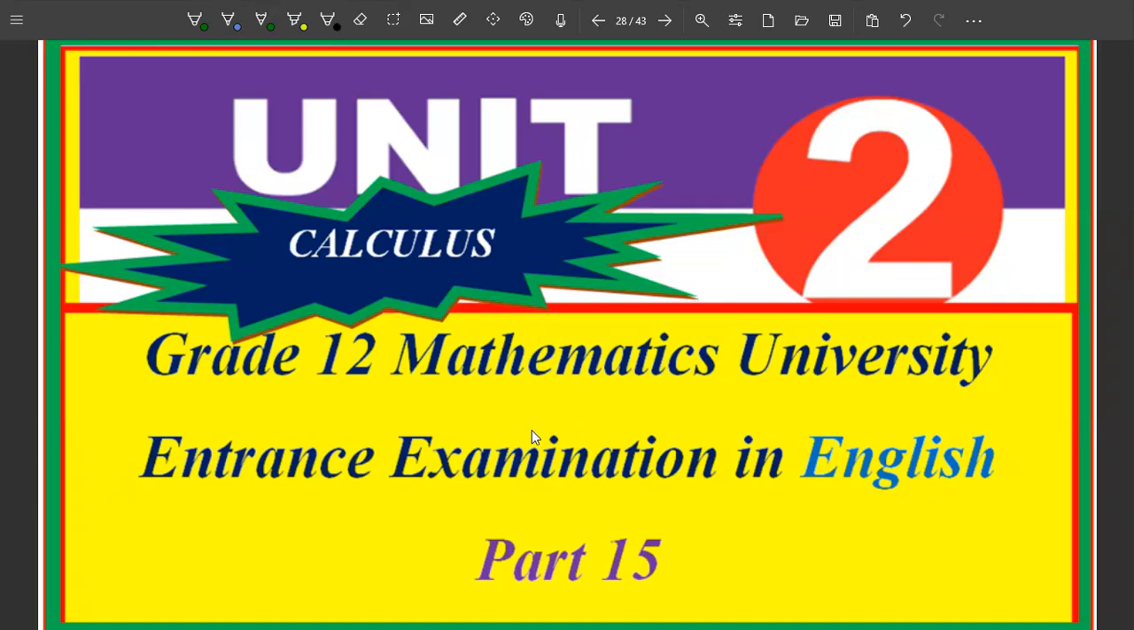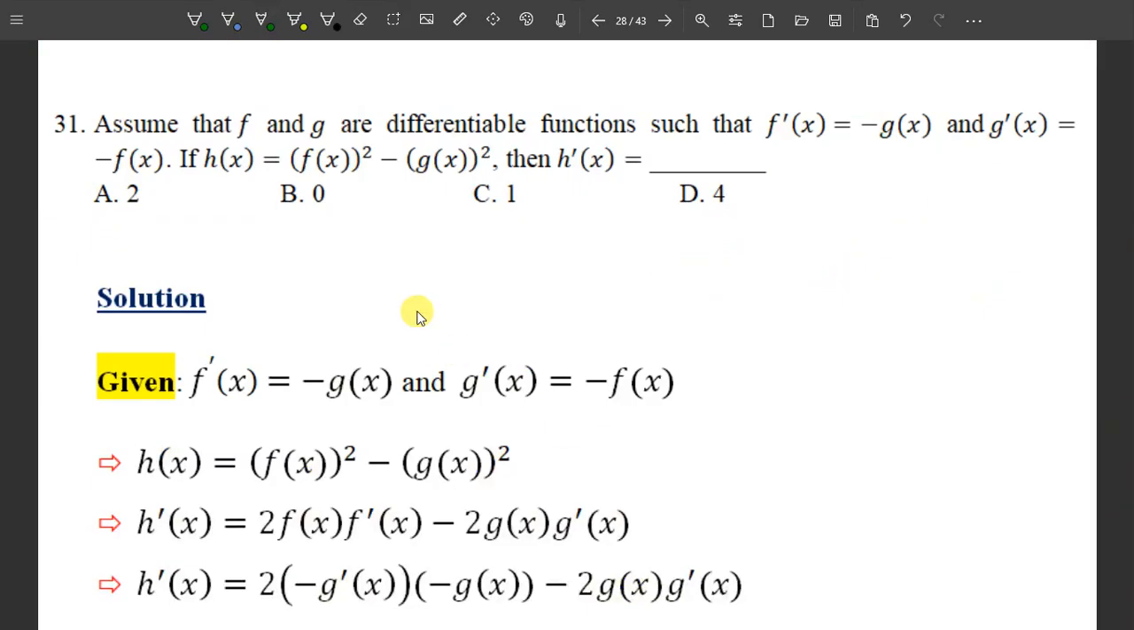This is part 15. Now, as you remember, in our last video we solved some of the questions. Today let us start with this particular example. This is question number 31.